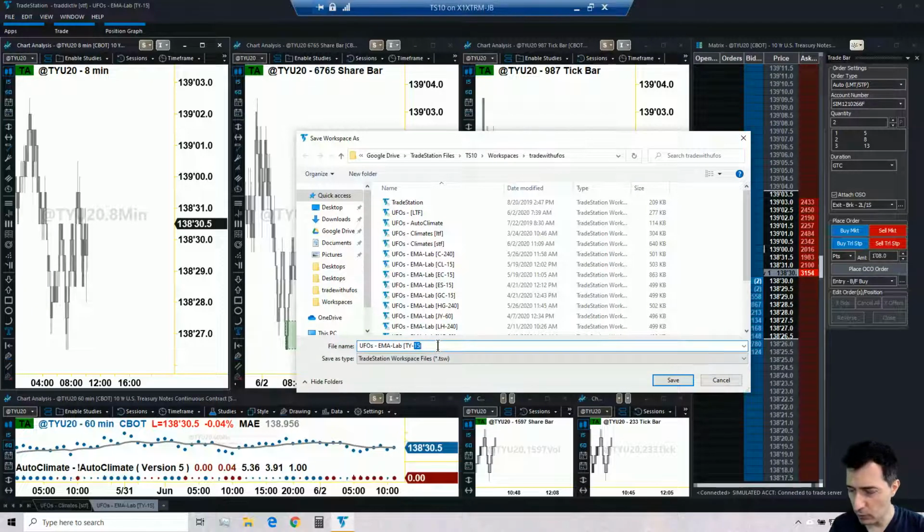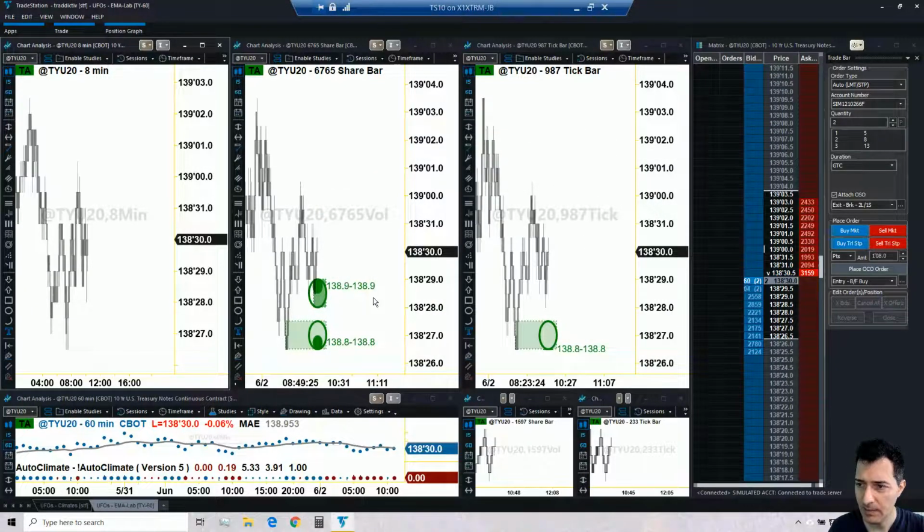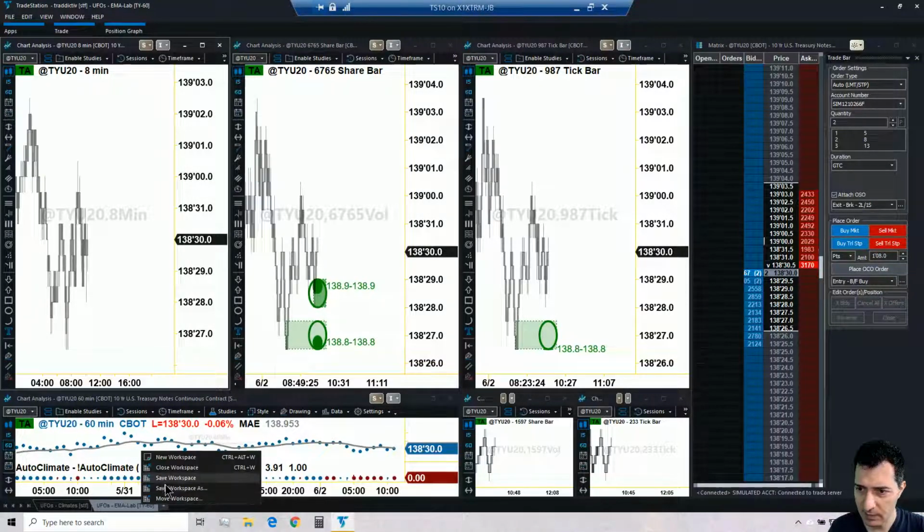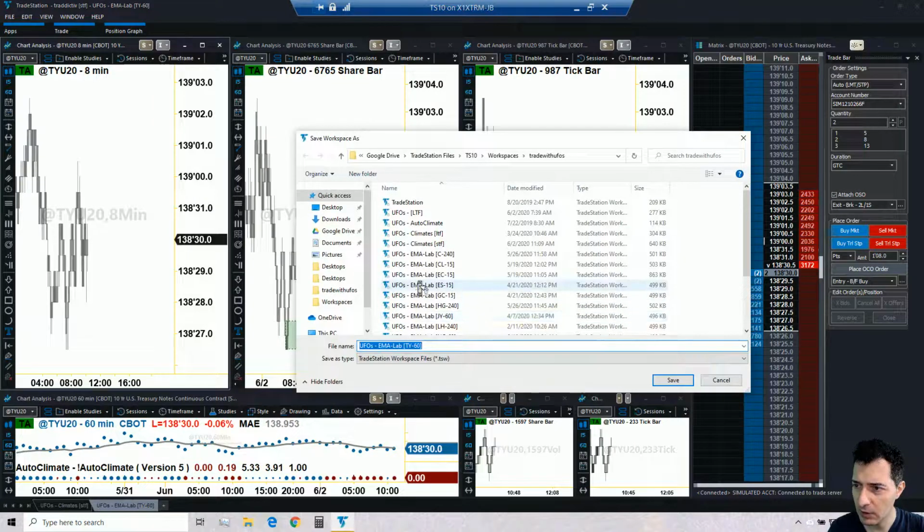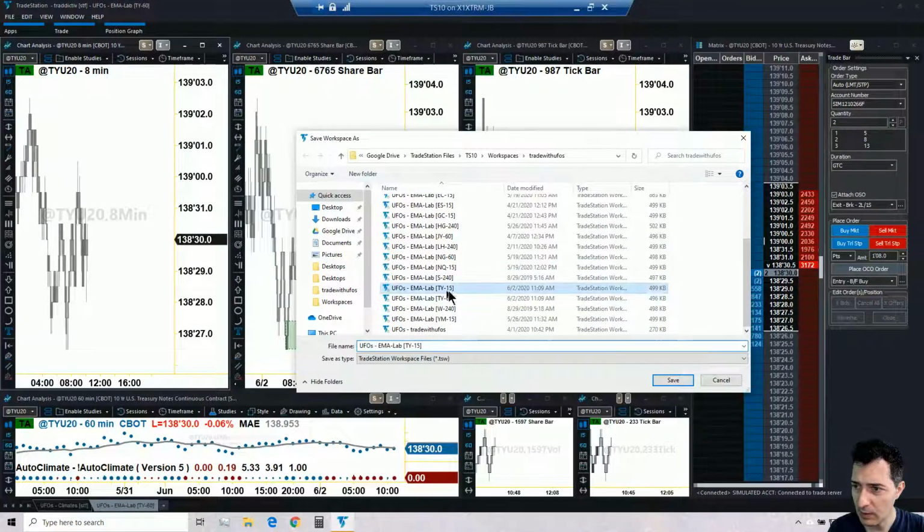Okay, the US. By the way, I should have saved that at 60, not 15. So let me go ahead and redo that for the US. I will delete the 15 here. We don't need the 15. And now we're gonna save this workspace as the US, which is the 30-year bond instead of the 10-year note.